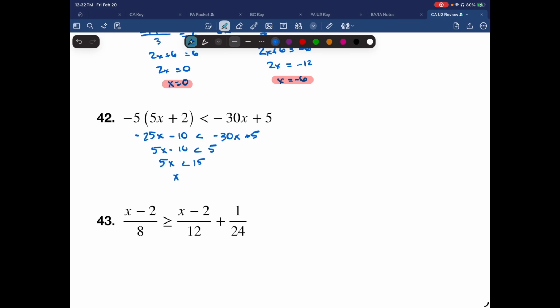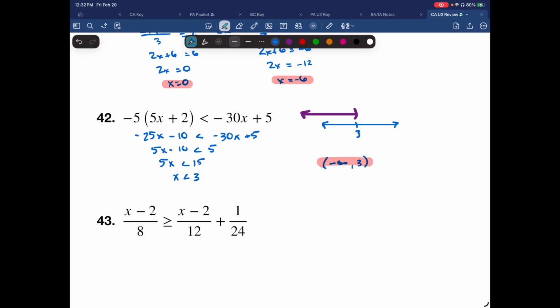Now, once you get your inequality solved, you want to graph it. So we got that 3 is somewhere in there. And because this is less than, I'm going to use a parenthesis and shade to the left. Okay, and then once you have your graph, you want your interval. So it's going to be negative infinity, 3, parentheses on both. All right, and that's what we're looking for.